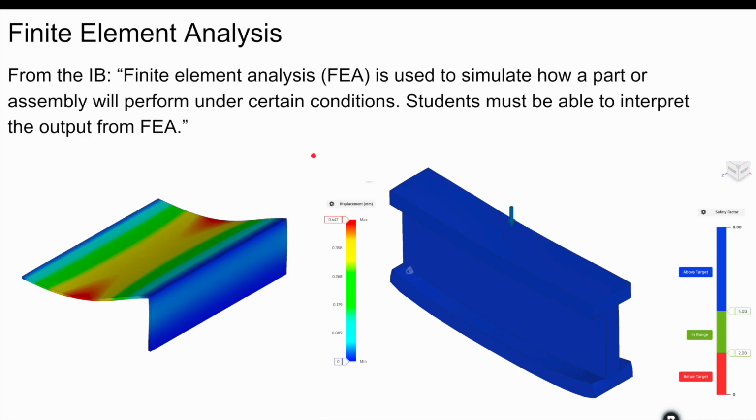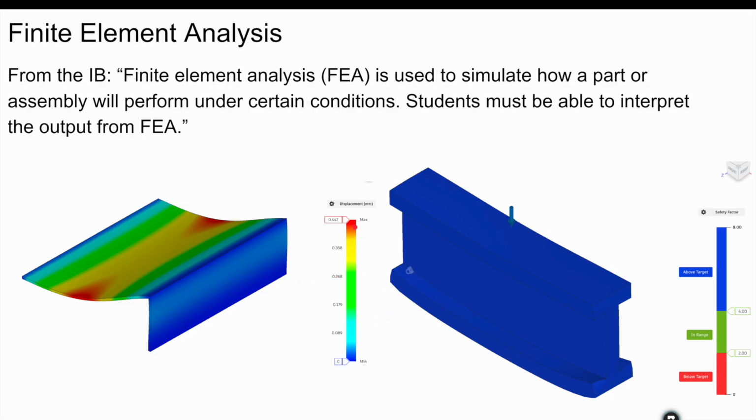Finite element analysis, which is also abbreviated as FEA, is used to simulate how a part or assembly will perform under certain conditions. Students must be able to interpret the outputs from FEA. And you'll see this in a couple of different ways, which we'll talk about further.